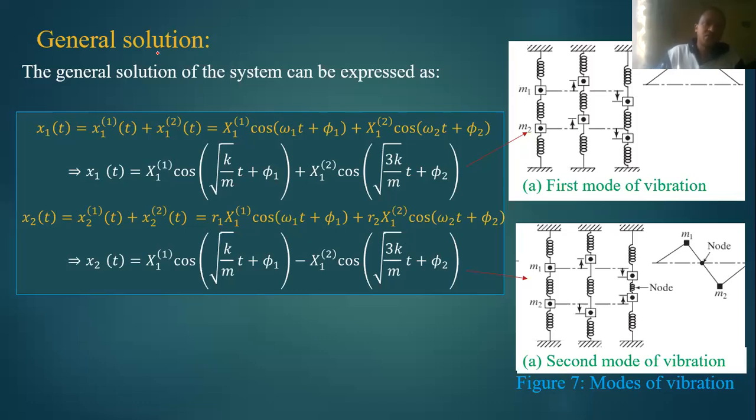The general solution will be that steady state solution. This is not the full solution, but the steady state solution in the general form, which is x1 of 1 of t plus x1 of 2. So we can get this equation for the general form. Here also for the second equation is x2 of 1, x2 of 2. So we have this representation.